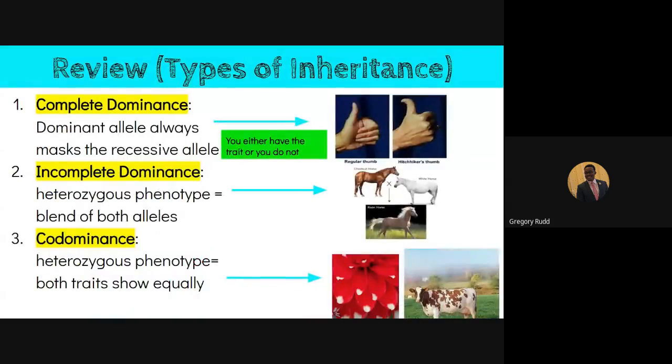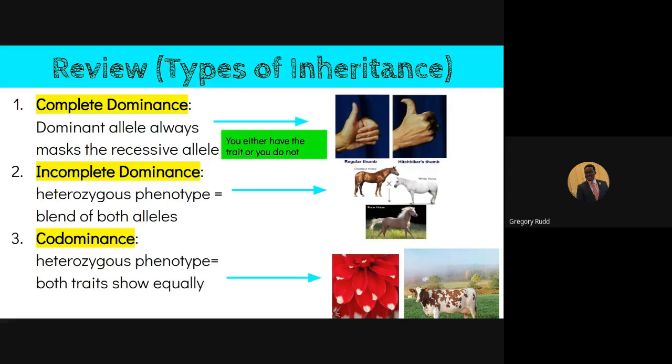All right, so quick review because we just talked about it, but the 3 types of inheritance: complete dominance, incomplete dominance, and codominance. There are some differences between all 3. Hopefully you all wrote down that chart that I showed you already. But we really want to focus on the heterozygous genotype, the heterozygous phenotype.